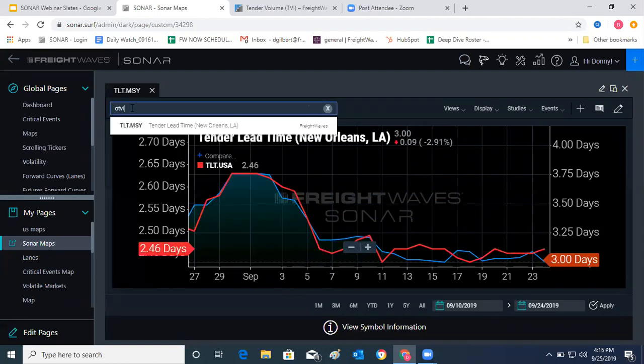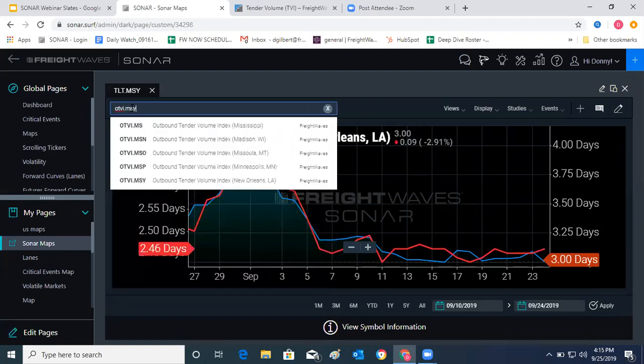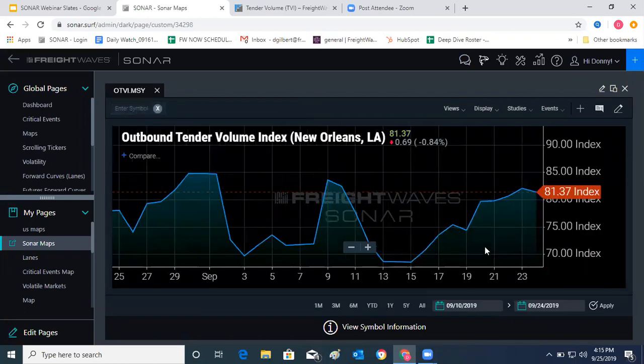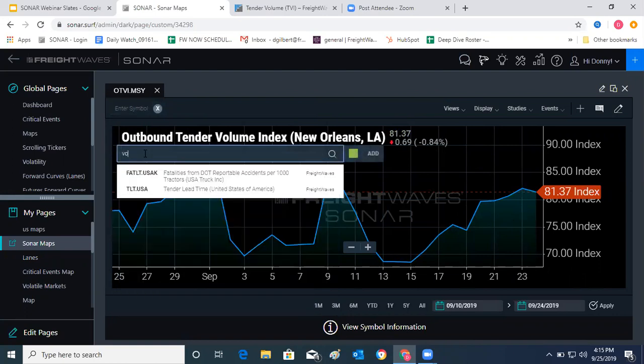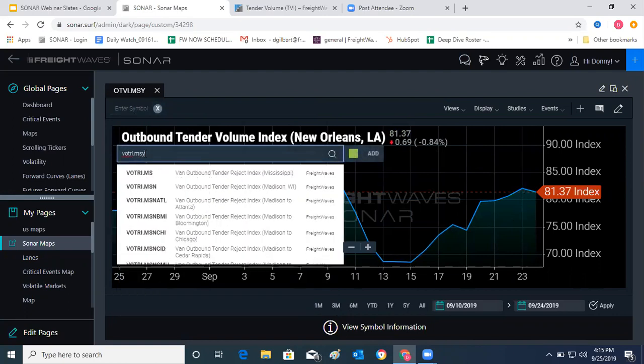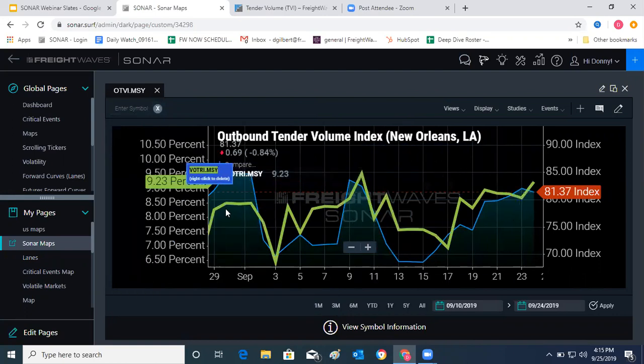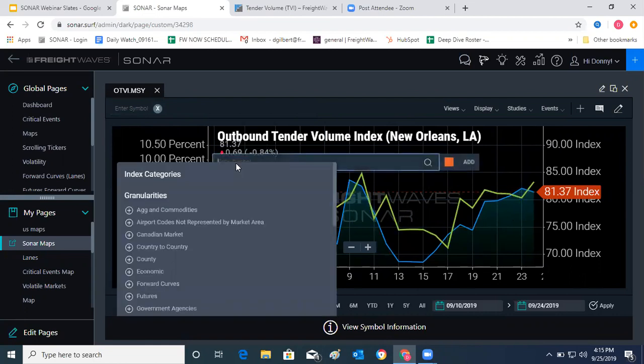We'll bring up OTVI.MSY. Let's look at their volumes again. Their volumes dip down there just a little bit. And their dry van tender rejection rates are climbing.